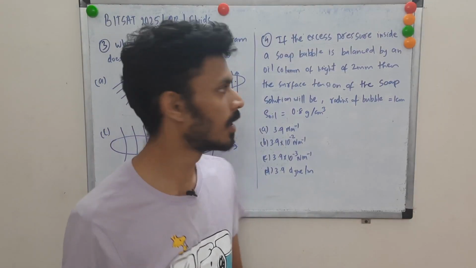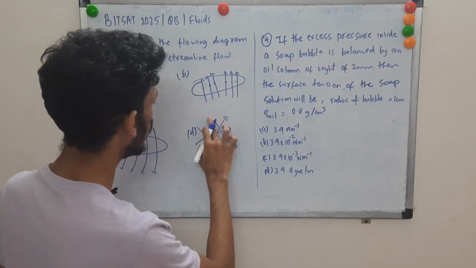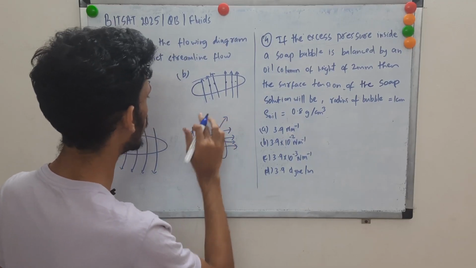Questions 3 and 4 over here. In question 3, we are supposed to tell among the following which is not a streamline flow, which does not depict a streamline flow.